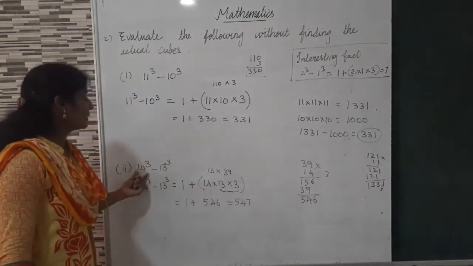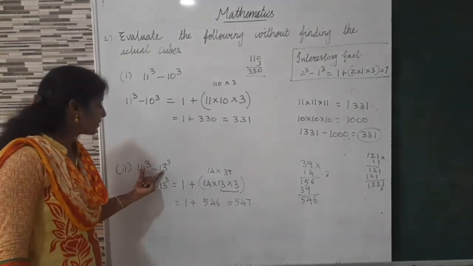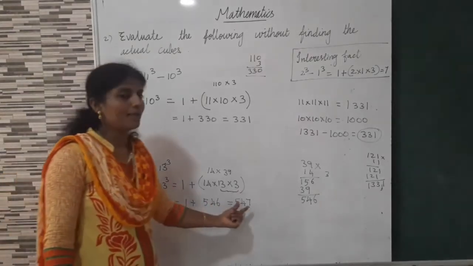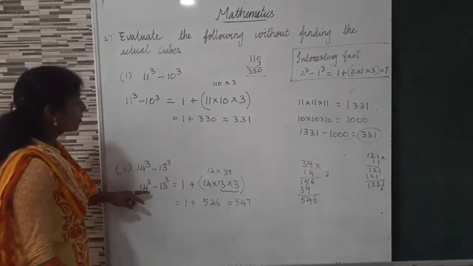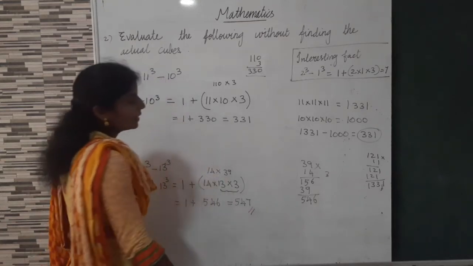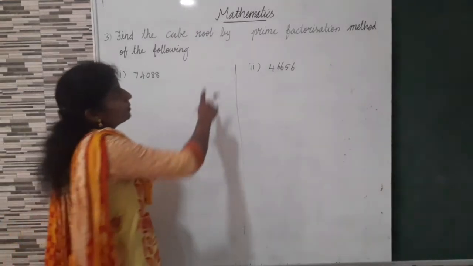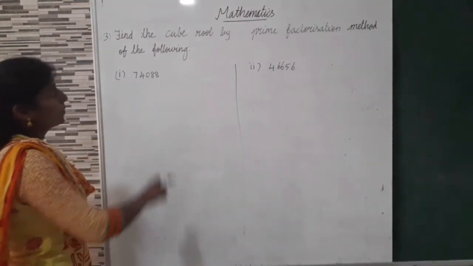Okay, 14 three times, then 13 three times. Then we can subtract it. We will get the same answer. So 14 cube minus 13 cube is equal to 547. That is the answer. Now third question. Find the cube root by prime factorization method of the following.